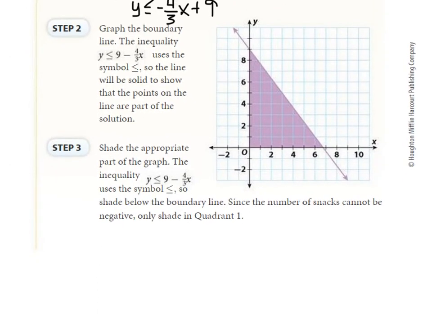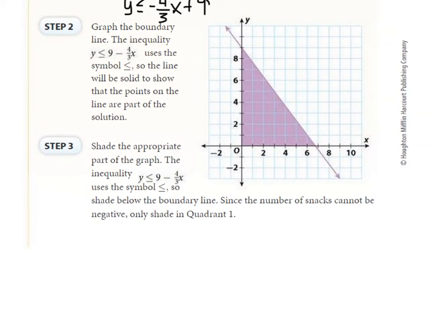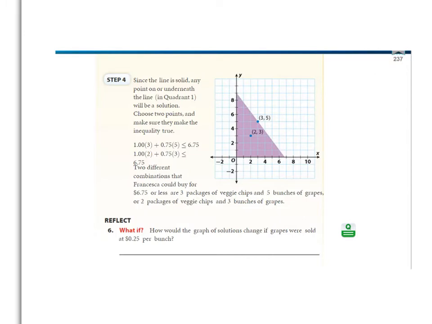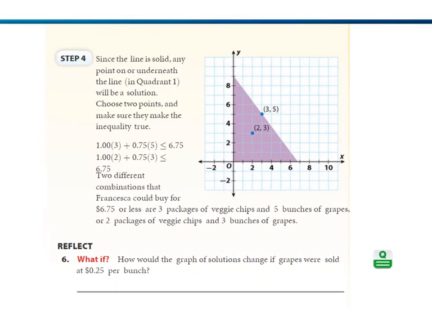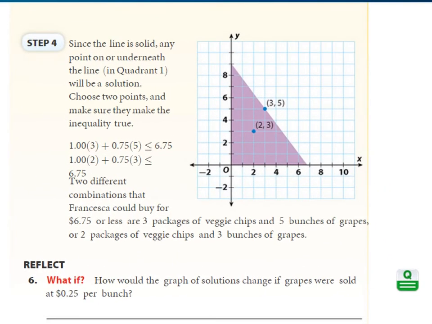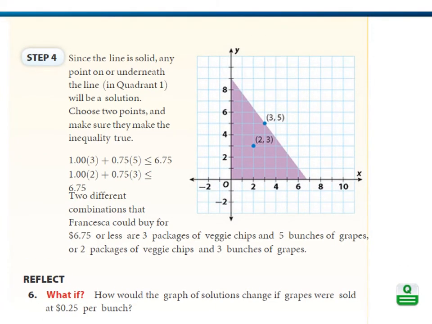And again, that's what step 3 also refers to. Step 4 is to actually look at the graph and now answer the question. And the question was, what are 2 different combinations of veggie chips and bunches of grapes that she could buy? So we know any ordered pair that is in this shaded region is the solution.